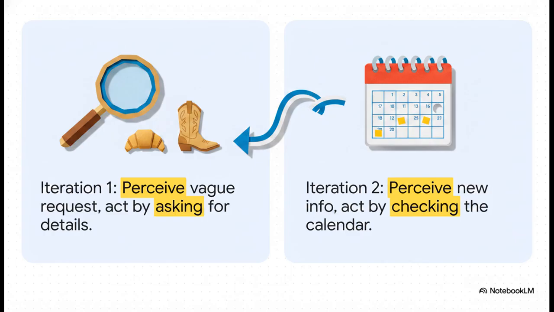In iteration 1, it perceives the vague request, thinks about the missing info, and acts by asking the user, "France or Texas?" It checks its progress. "Nope, not done yet." The user replies, "France, I'm flexible on dates." Boom, iteration 2 kicks in. It perceives the new info, thinks, "Okay, I need to check availability," and acts by using the calendar tool to find open dates. Still not done, but we are making real autonomous progress here.